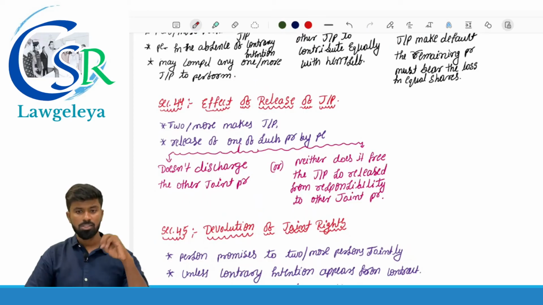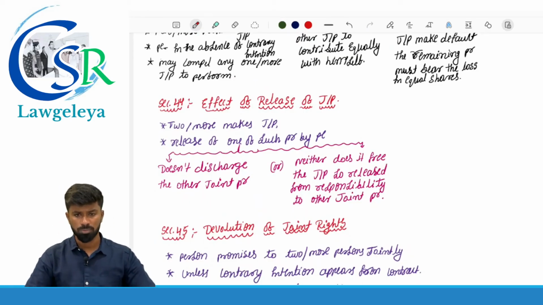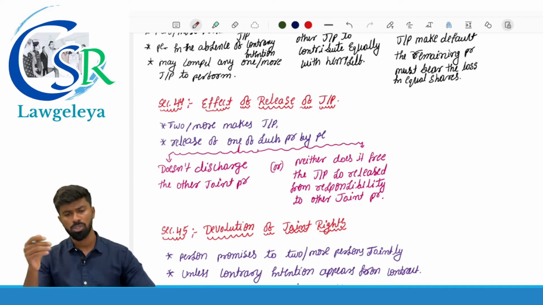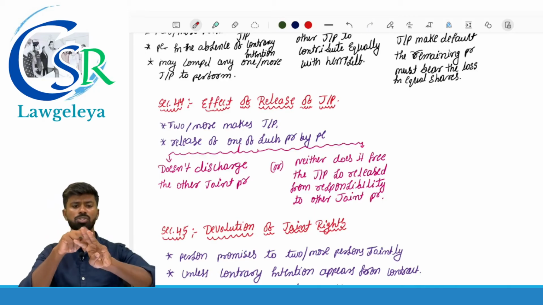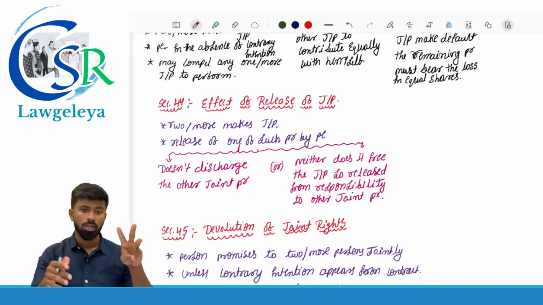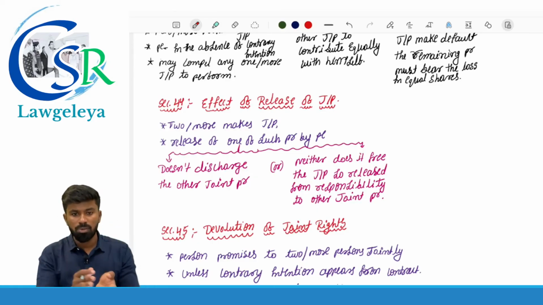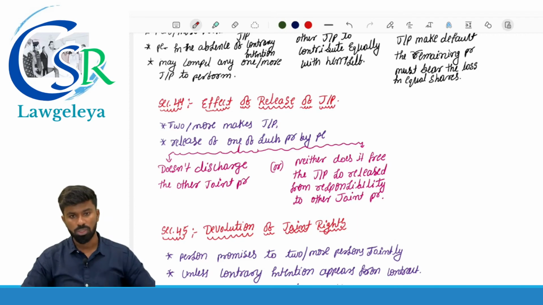44, effect of release of one of the joint promisors. If the promisee releases any one of the joint promisors, it will not release whom? Other joint promisors, nor will it discharge the joint promisor so released from the responsibility towards whom? Towards the other joint promisors. If there are three promisors A, B, C, and A is released, does it mean B and C are also released? No. It also doesn't mean that the one who is released is free from his obligation towards the other joint promisors. He continues to be liable to the co-promisors.